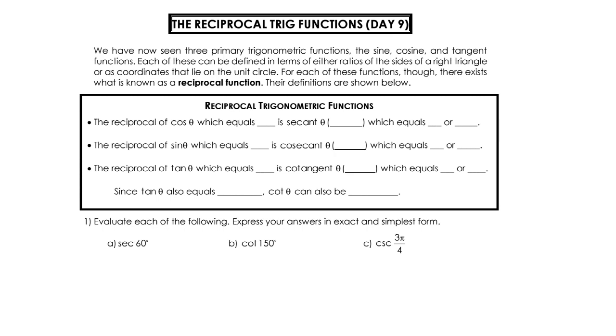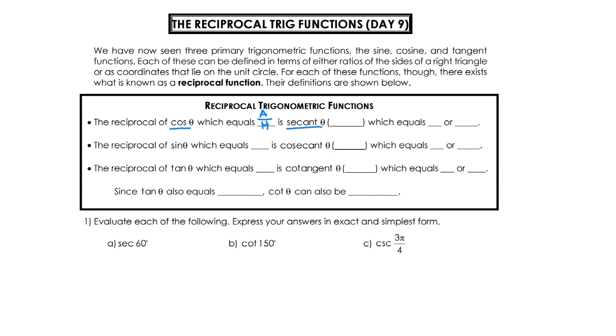Each of these can be identified in terms of either ratios of the sides of a right triangle or as coordinates that lie on the unit circle. For each of these functions, though, there exists what is known as a reciprocal function. Their definitions are shown below. So the reciprocal of cosine theta, which equals adjacent over hypotenuse, is secant theta. So we have to connect that secant theta is the reciprocal of cosine theta.